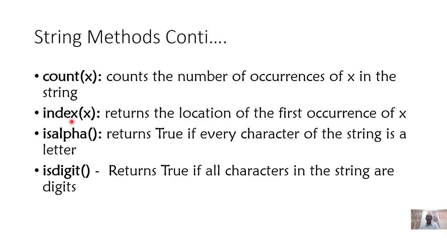Index, we just want to find the location of a particular letter in a word, or a particular word in a sentence, or in a list, which is an array. Is alpha, we just want to check if the text is alpha, meaning that it contains all letters. What will be returned is a Boolean value, which is true. Is digit, we just want to check if the value that has been given is a digit. If it is not a digit, it will give us false. But if it contains all digits, it will give us true.